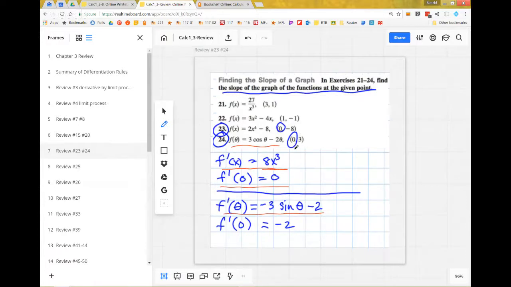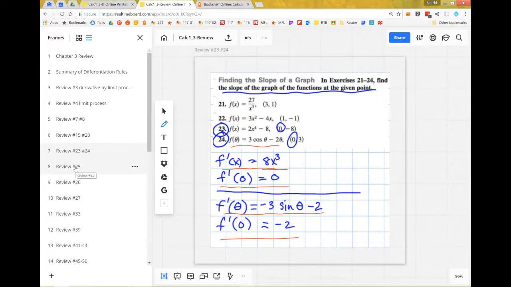Now, again, make it specific. Do it at the point 0, 3. What's f prime at 0? And here's where your trig comes in. What's the sine of 0? That's the height. You know, sine is a height guy, and that would be 0 height when you're full length to the right. So negative 3 times 0 is 0, and you just get negative 2.